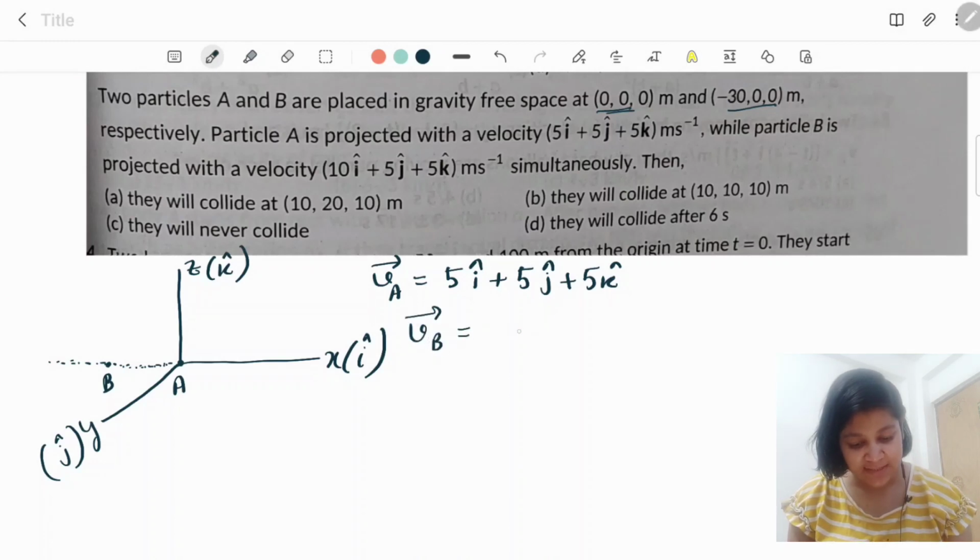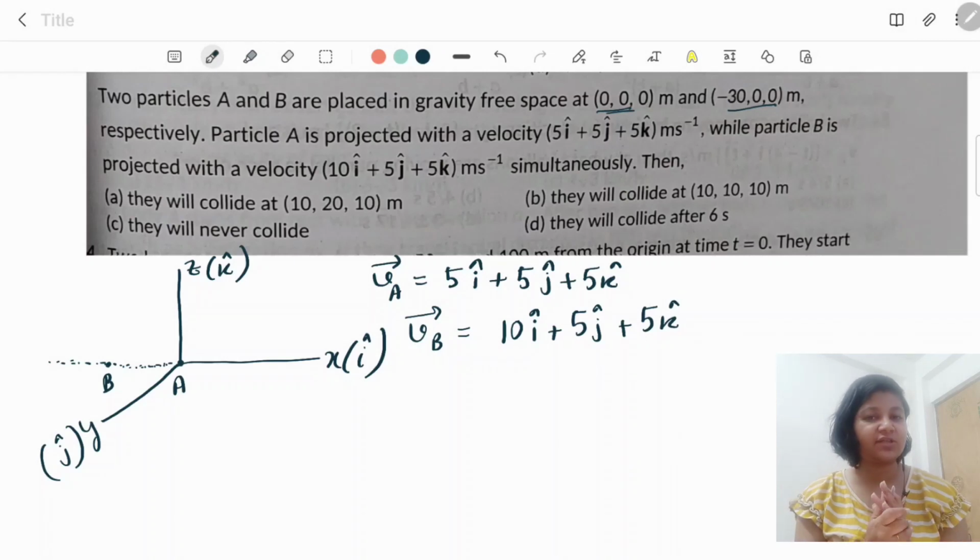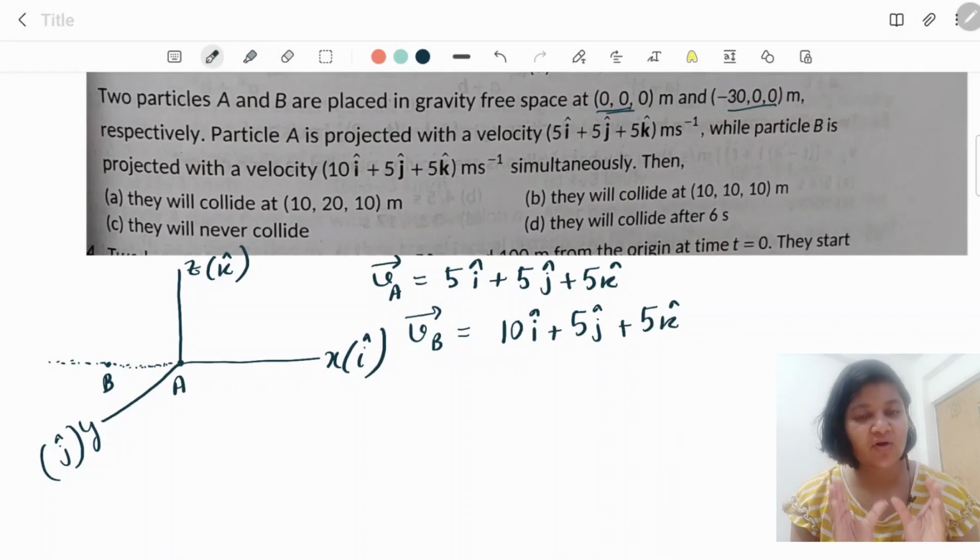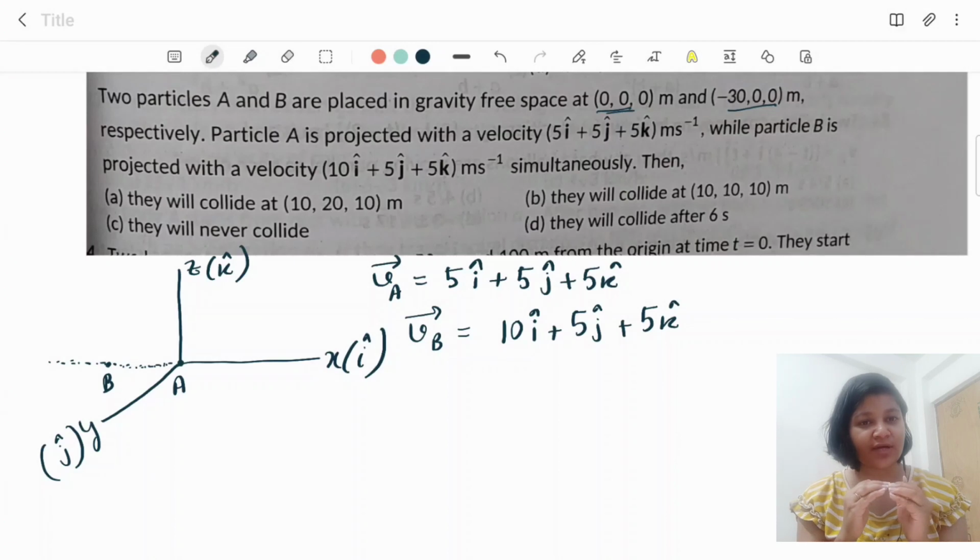And the particle B has a velocity of 10 i cap plus 5 j cap plus 5 k cap. Now if the velocity of them remains the same, or even if the velocity keeps on increasing, the only criterion that should be met for the particles to collide with each other is that their relative velocity must be decreasing.